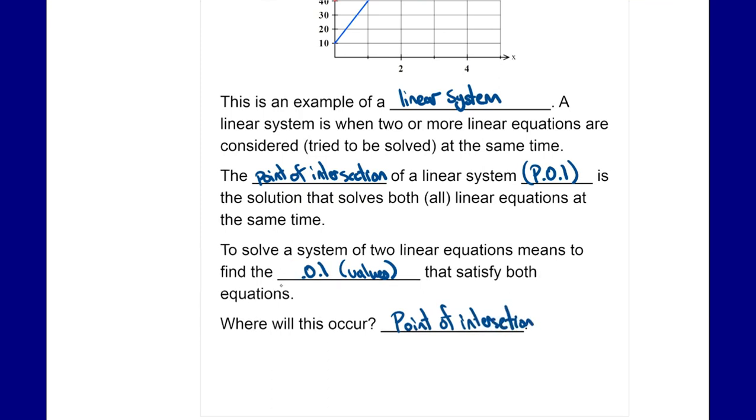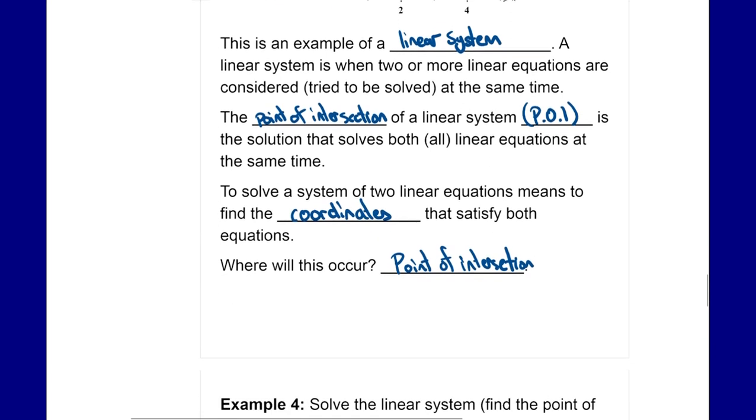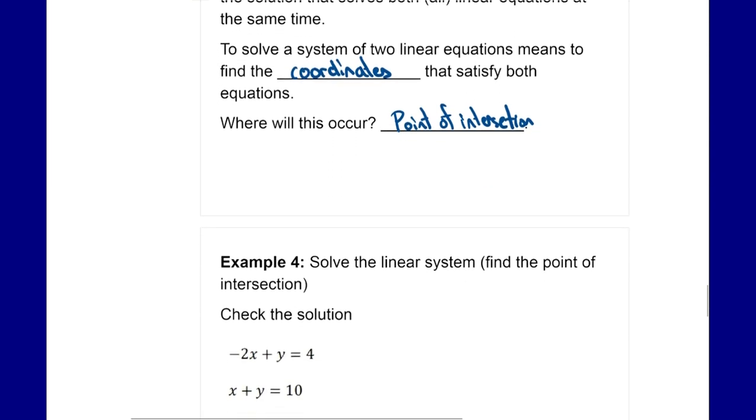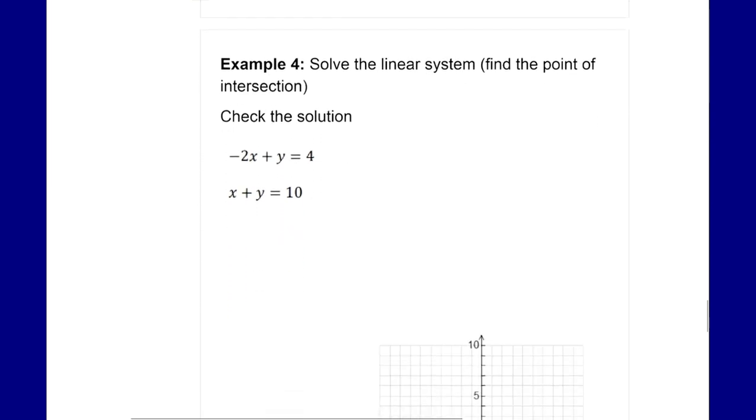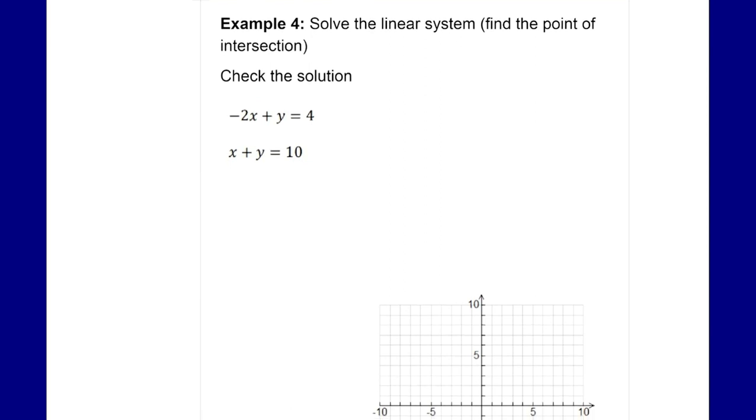We've kind of repeated ourselves. Let's change. We want to find the values, or the coordinates, that satisfy both equations. And again, that's going to be the point of intersection. So what we want to do is solve this linear system or find the point of intersection. So this is going to be kind of a combination of converting from standard form to y equals mx plus b, or graphing standard form.